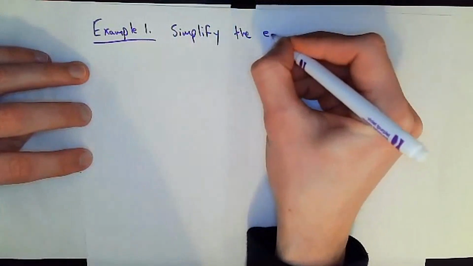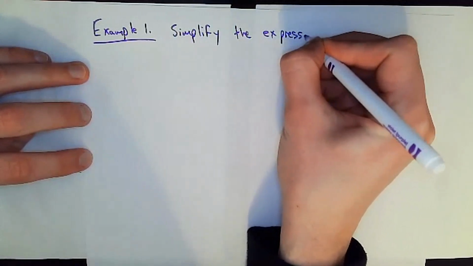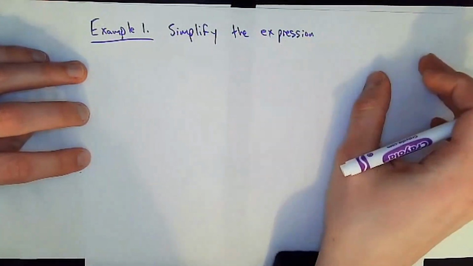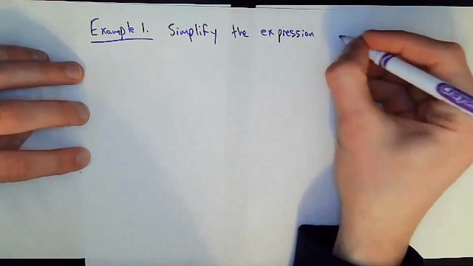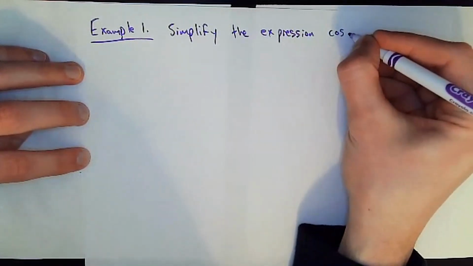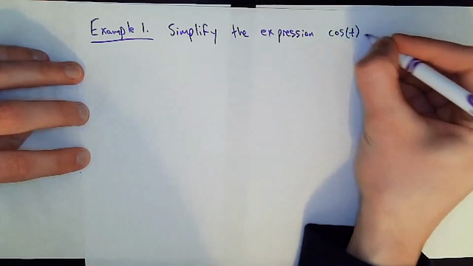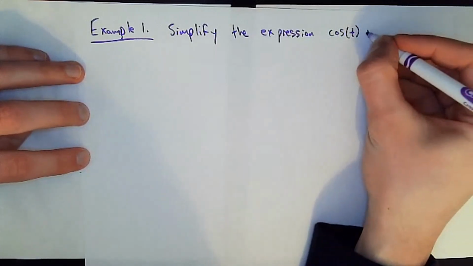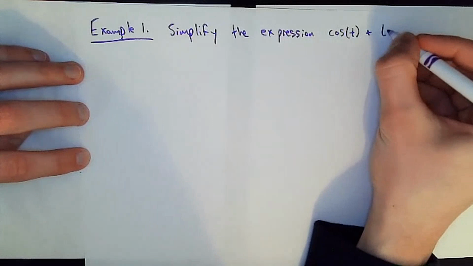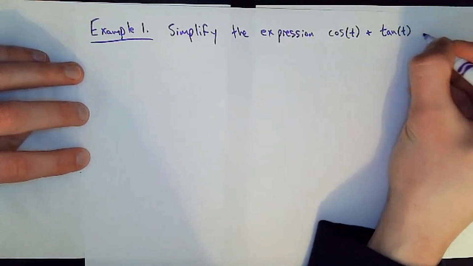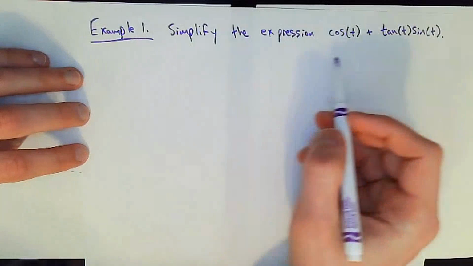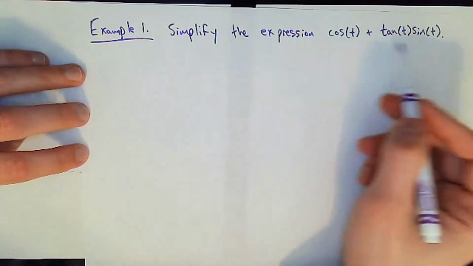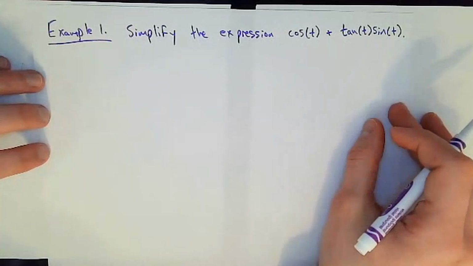Simplify the expression. So we're going to try and figure out which identities we should use to simplify the expression. Cosine of t, I'm following along in the book here, plus tangent of t times sine of t. This is not an equation, it's an expression, right? No equal sign, just an expression, and all I'm doing is asking you to simplify it.